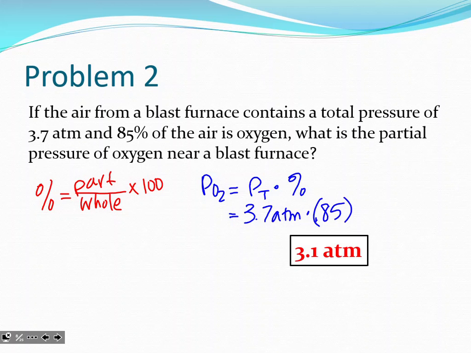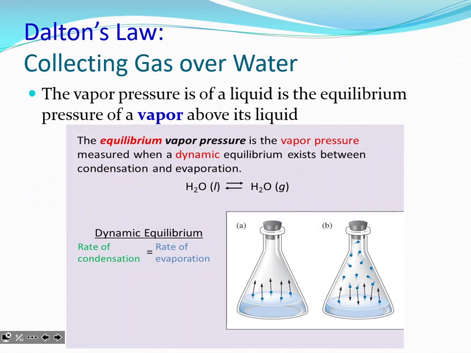Okay. The last scenario of Dalton's that you'll see on the SOL looks like this. It's collecting gas over water, and this is done in the lab. In a water bottle or any container with a liquid, the liquid is in equilibrium. It is evaporating and condensing at equal rates. So there's this little layer that forms on top of the liquid called the vapor pressure. It's this tiny little bit of vapor pressure on top of the liquid. What does that mean to us?